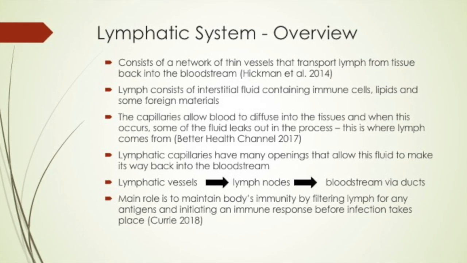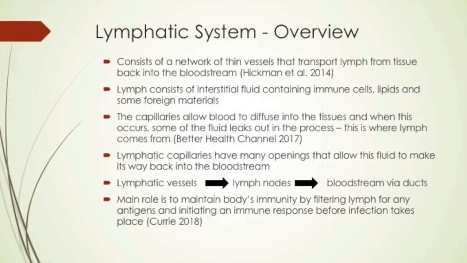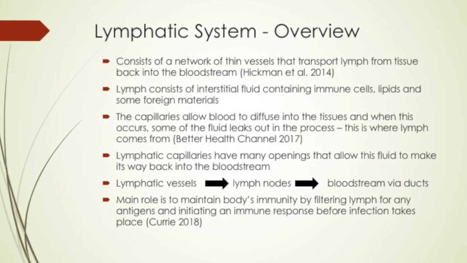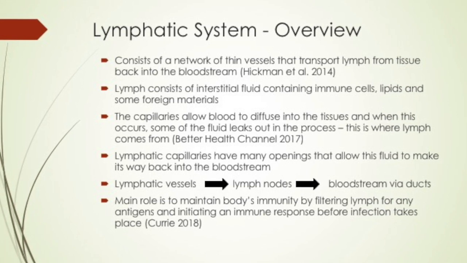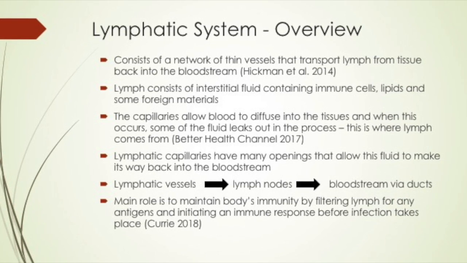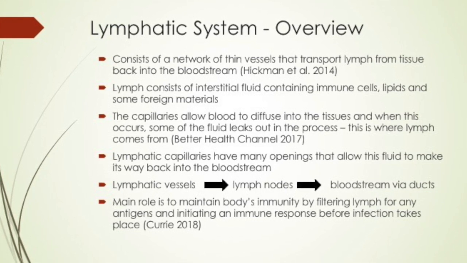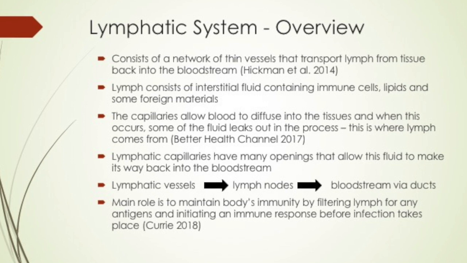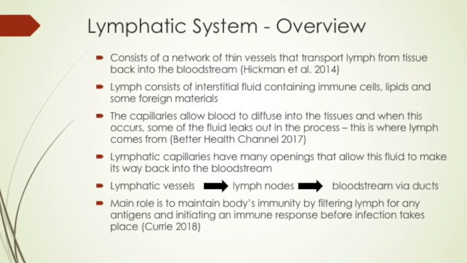Lymphatic capillaries are intertwined with regular capillaries and have many openings that allow this interstitial fluid to make its way back into the bloodstream. Lymphatic vessels first drain into lymph nodes, where the lymph is filtered for any foreign substances. These nodes contain lymphoid cells such as T cells and B cells, which work to destroy any antigens in the fluid, mainly with the use of antibodies.